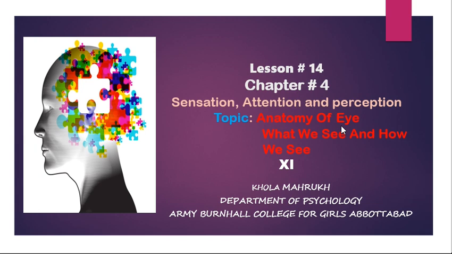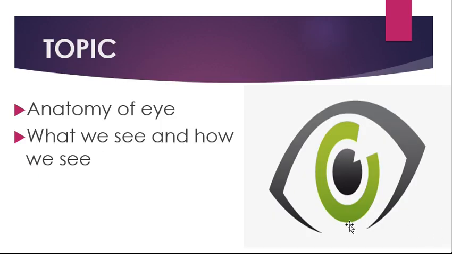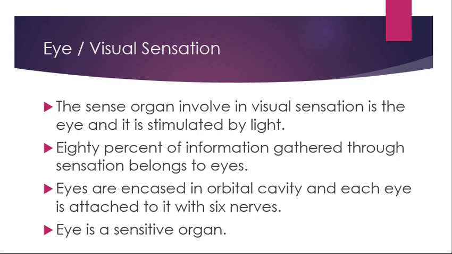We are going through chapter number 4, Sensation, Attention and Perception. The topic which we are going to read today is Anatomy of Eye, What We See and How We See. Eye, Visual Sensation.